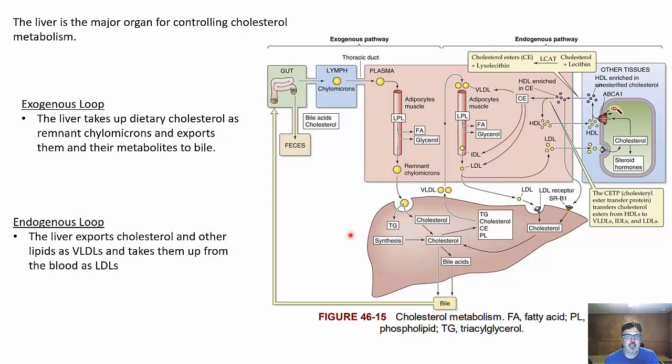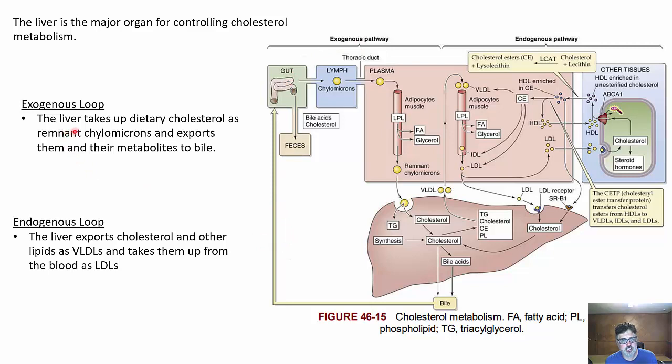Another thing to think about is the liver's role in controlling cholesterol metabolism. So when we think about cholesterol metabolism, we want to think about how the liver takes up cholesterol, how it processes it, how it forms it. And what we can see here is that it's actually going through these different cycles, through these different pathways. We have an endogenous pathway over here, what's going to occur within the liver and with other tissues. And we also have an exogenous pathway here that's going to be involving the gut.